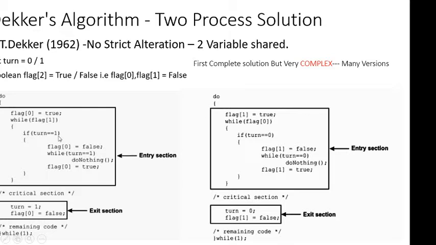If the value of turn is 1, it means process P1 came first, so he will go to the toilet first, or he will enter his critical section first. So turn is 1, and turn 1 belongs to P1. Both of us wanted to go, I made mine true, even he made his true, but the turn is his, so I will make my flag false. So he makes his flag false, right?